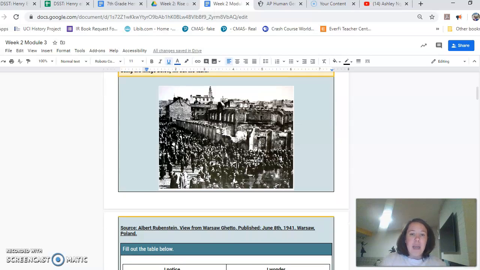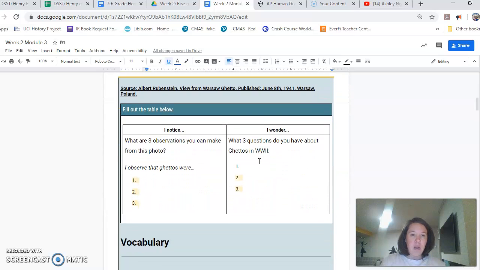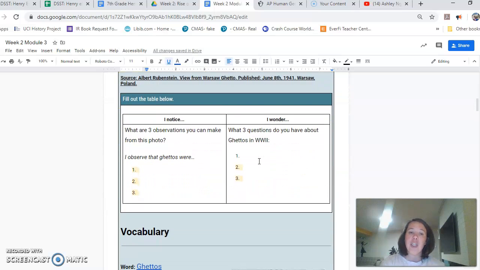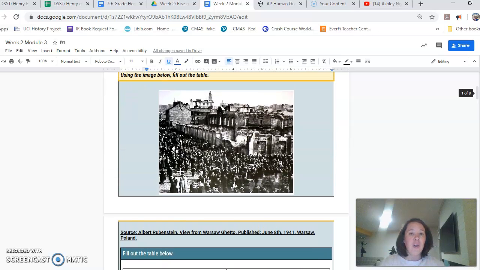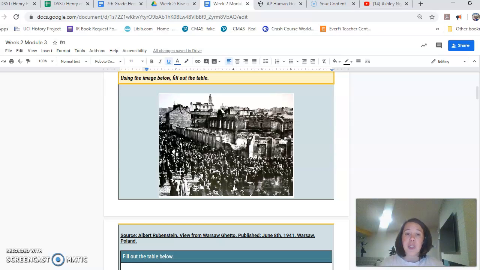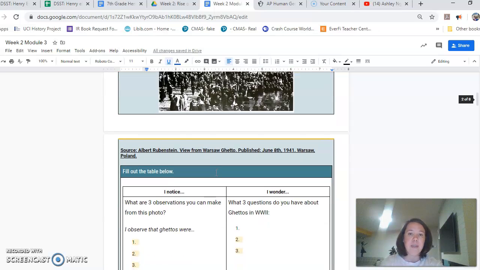So you're filling out this table here below. I notice, what are 3 observations you can make from this photo? I observed that ghettos were, so if you're looking at this, what are 3 things that you observe here? I see a lot of people. That might be an observation that I could make. The ghettos were crowded, perhaps. I can see a fence here. Perhaps my observation is that ghettos were fenced in.